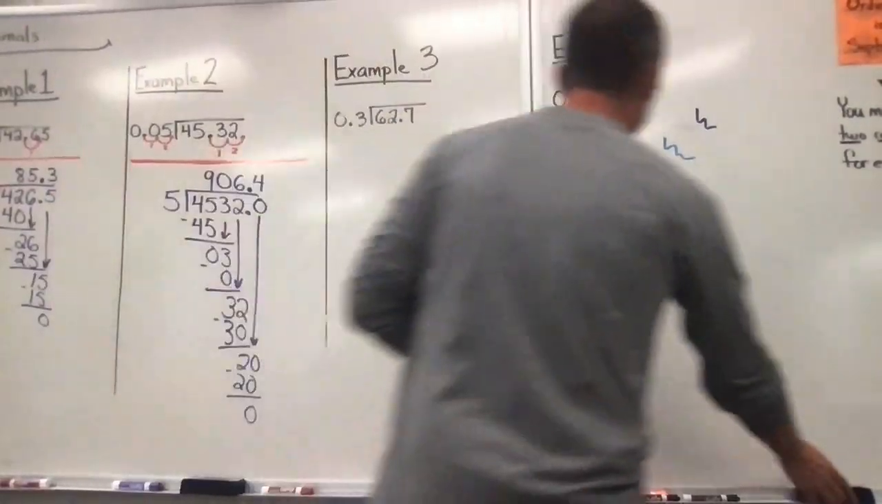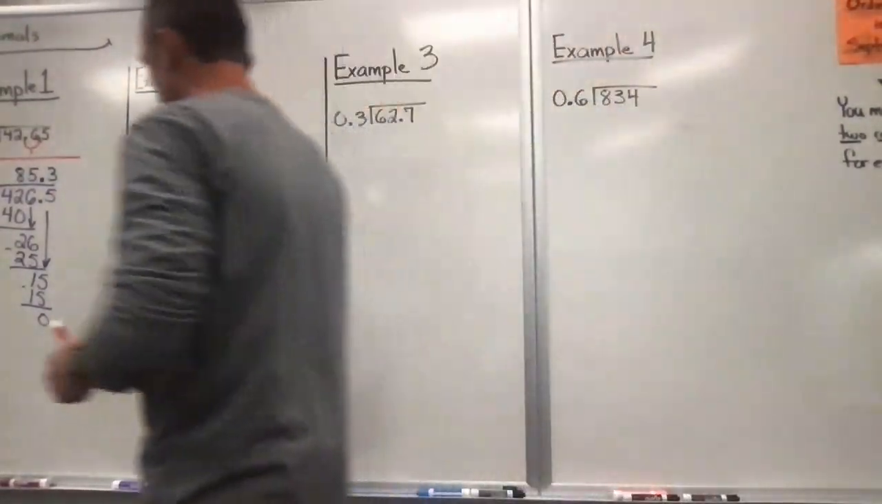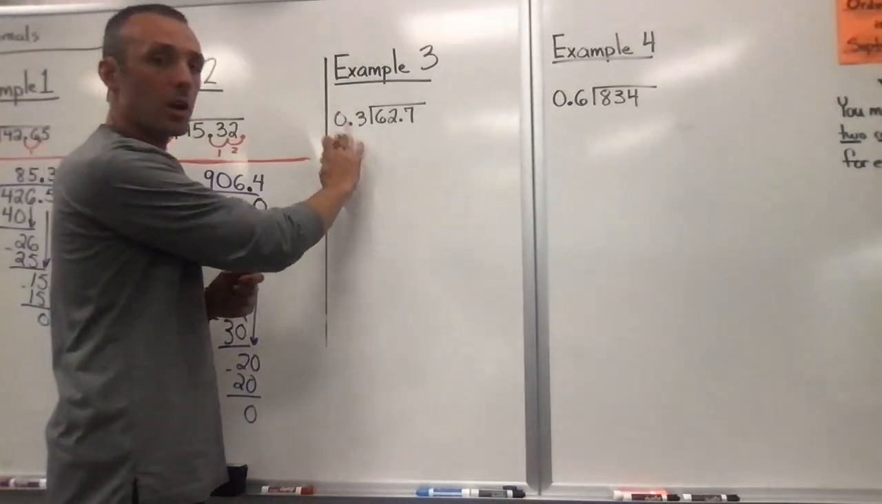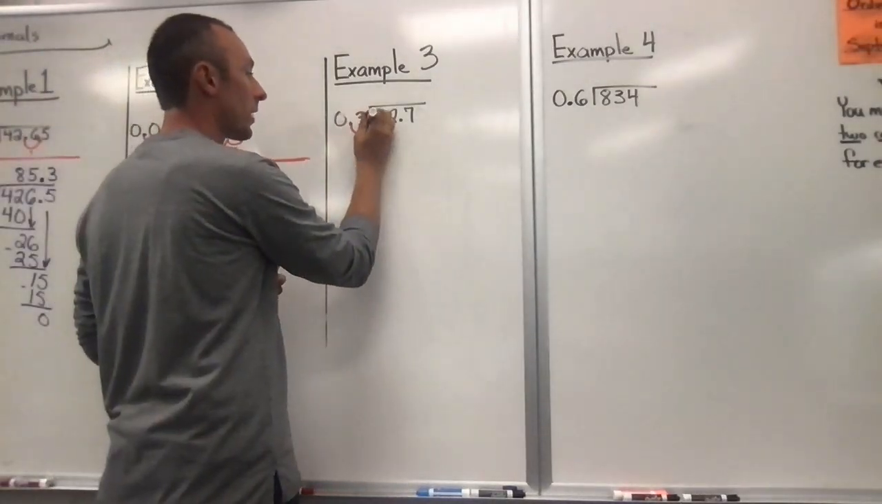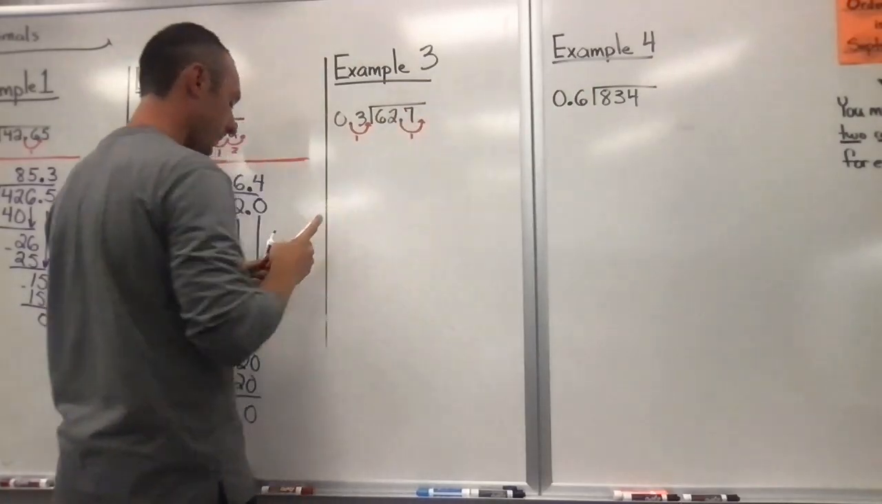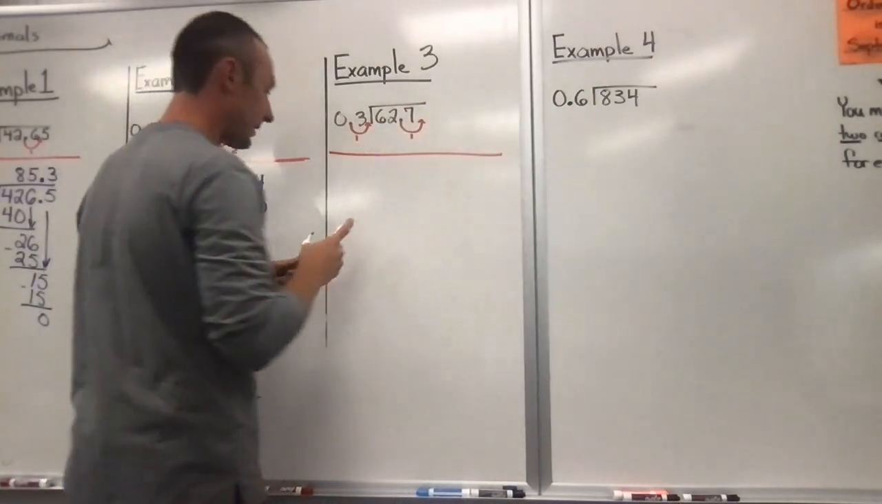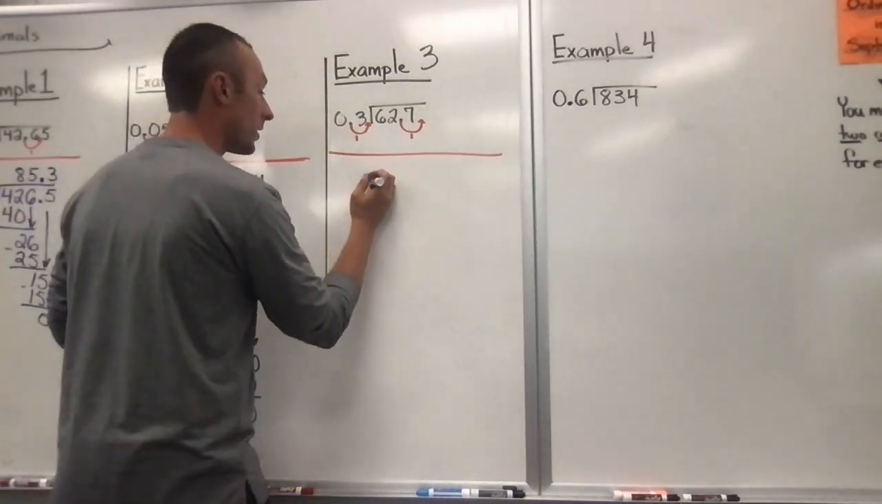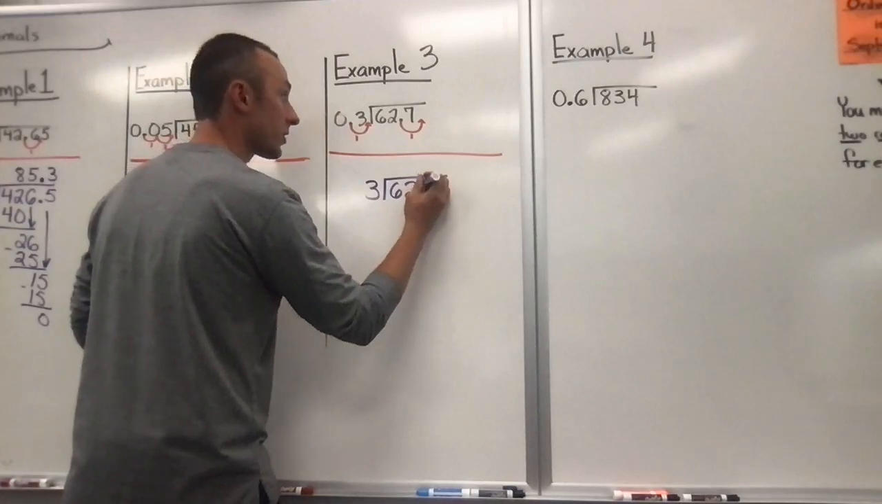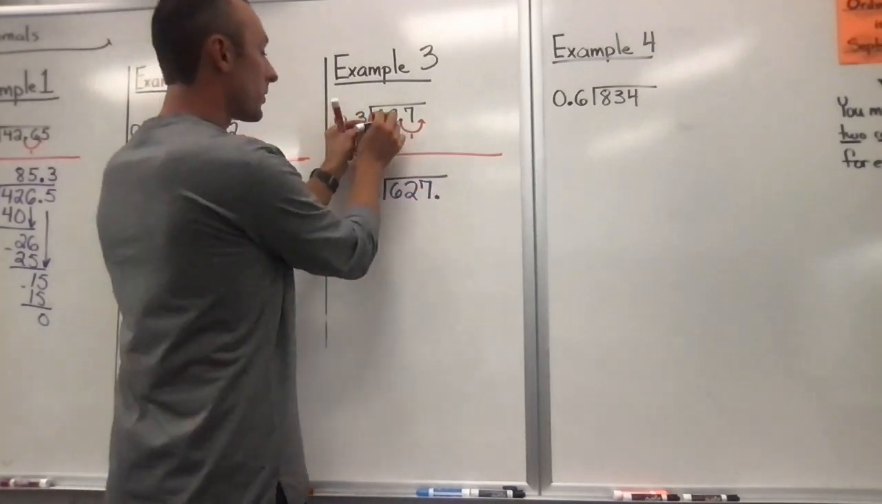On example number 3, we have 62 and 7/10 divided by 3/100. So once again, I need to make this number a whole number. So I'm going to move it over to the right once. I have to do the same thing over here, move it over to the right once. So that means this problem is the exact same as 3 into 627. I move my decimal over there, it disappears.